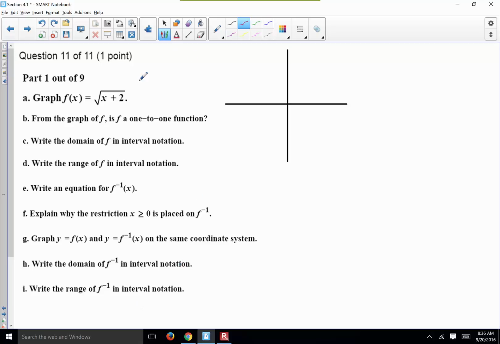First off, graph square root of x plus 2. Okay, how do I do this? What section does this part belong to? Is there a way to quickly graph square root of x plus 2? Is there a way to do that?